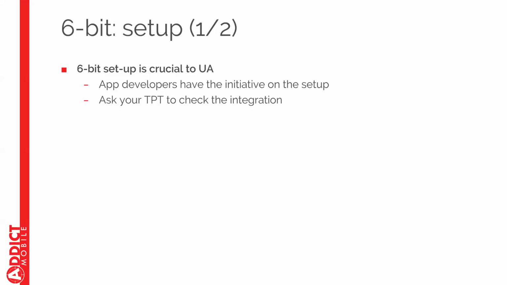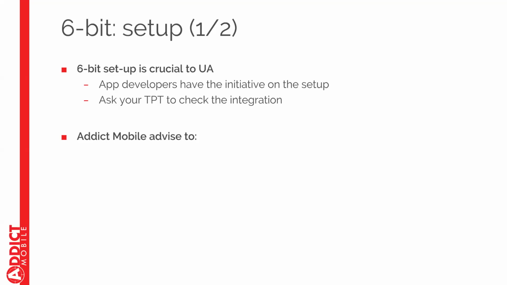A big piece of advice is to ask your third-party tracker, your tracking tool, to check the integration and how they can help you with this. They won't do the integration for you, but they have solutions to manage the data through the 6-bit conversion value to help you understand the concepts.